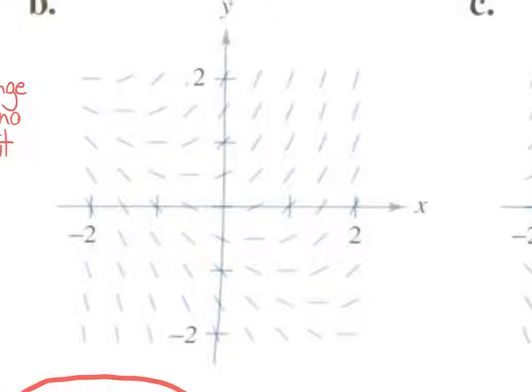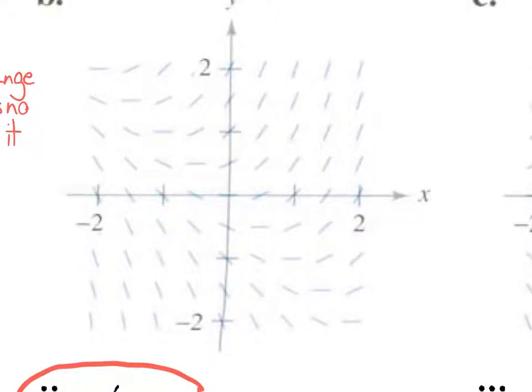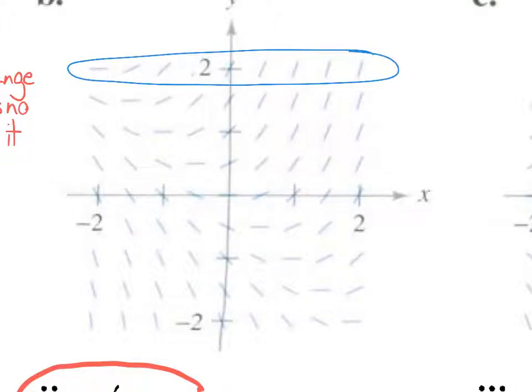Let's look at this one here. As I look across a row, is this one changing as I look across the row? Yes. So since there is change as I go side to side, that means y prime has an x in it.